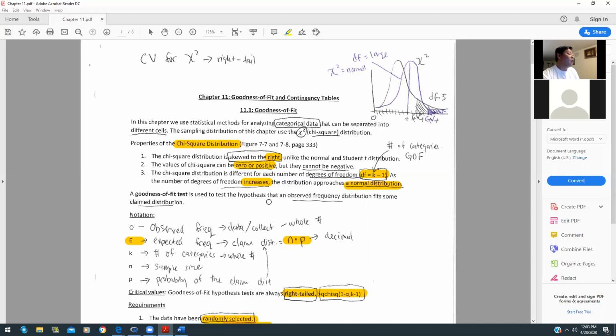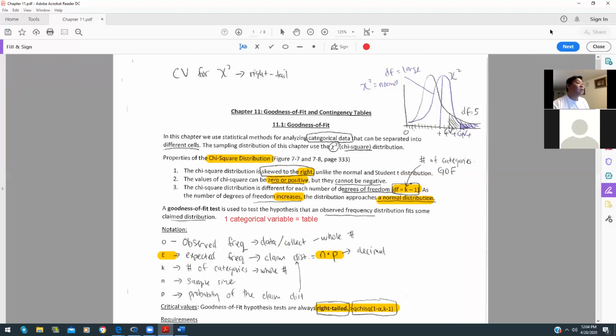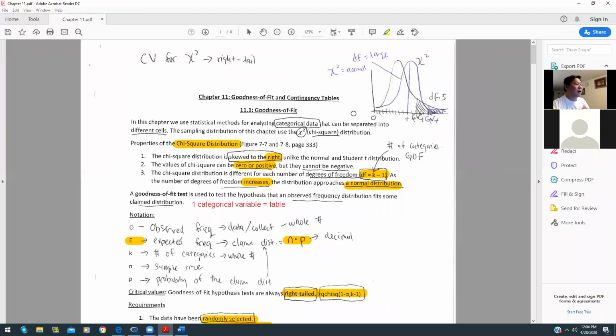For a goodness of fit test, you only have one variable, one categorical variable. A goodness of fit test is only used for one categorical variable that is in a table form, and that is usually what is given in that case. The reason I'm showing you all this is because when you do your test and your final, everything is jumbled up, so you need to know which one is which. Chapter 10 is a very straightforward type.